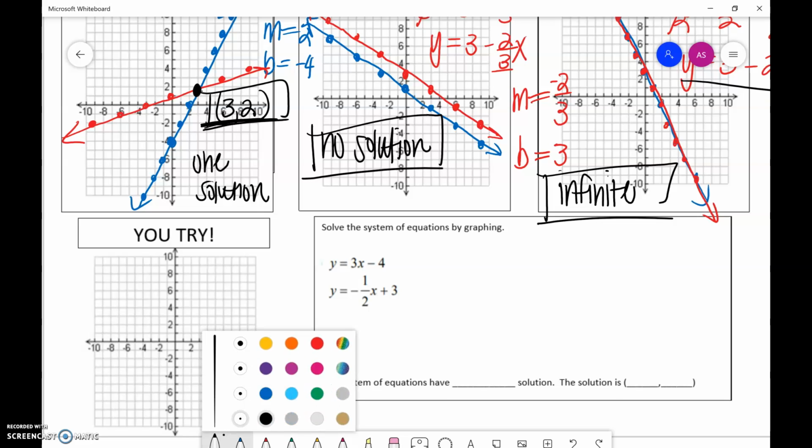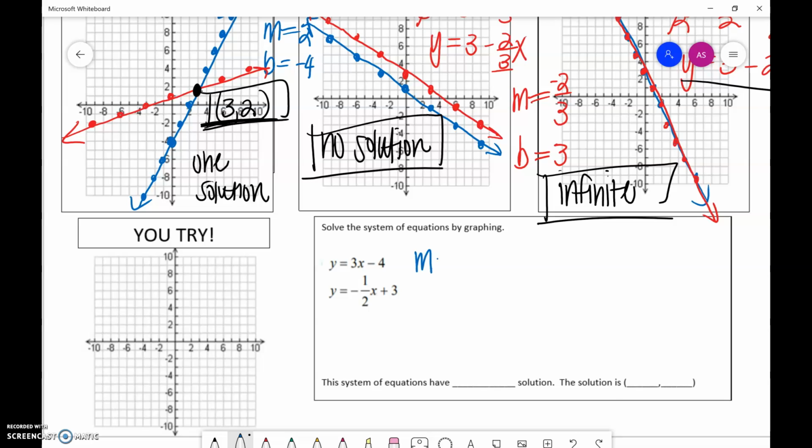All right. So let's go ahead and look at it. Both of these are in slope-intercept form, so it makes it a little bit easier. So I'm going to have m equal 3 and b equal negative 4. So I'm going to start at negative 4, and I'm going to go up 3 over 1, up 3 over 1, up 3 over 1 each time. Okay, so hopefully you did this right. And that's my graph.